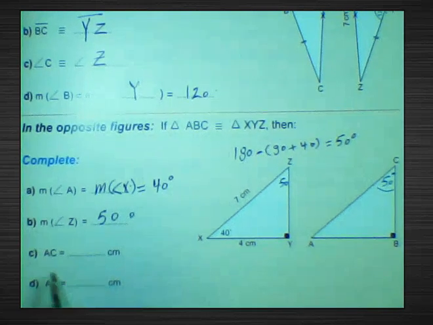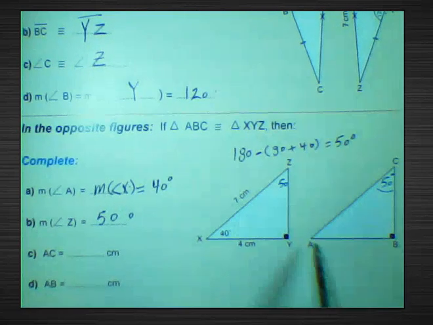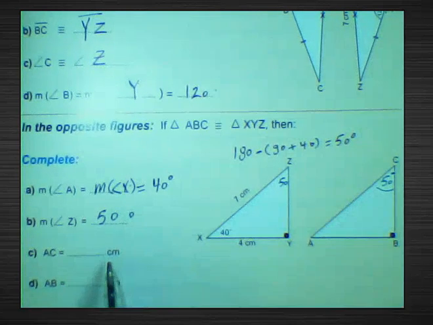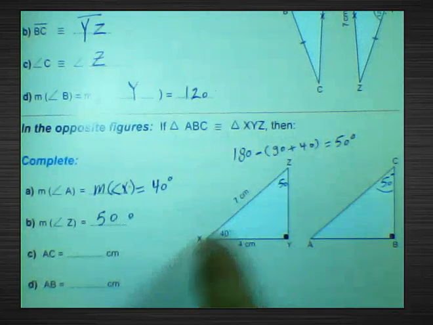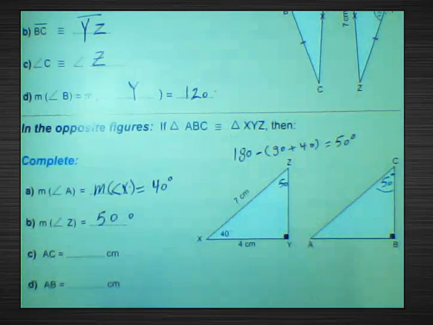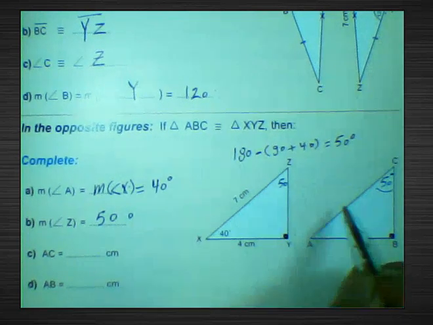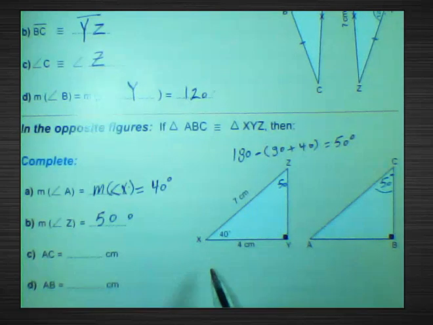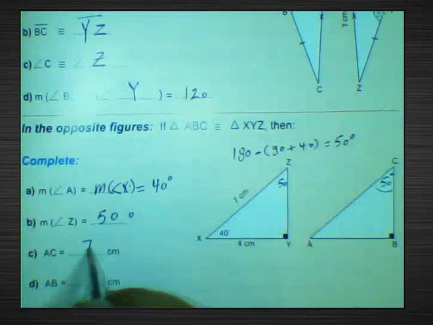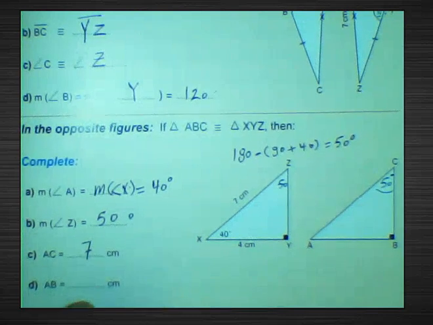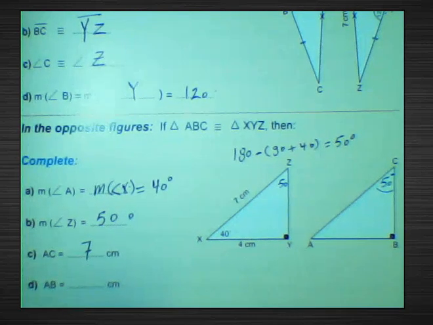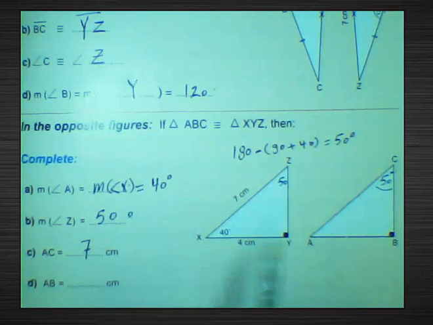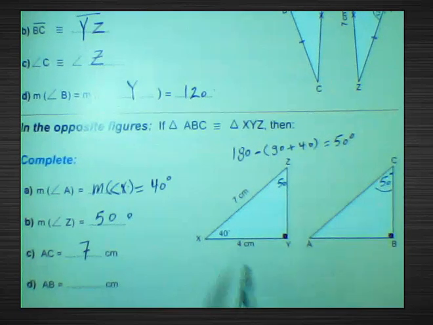The length of AC equals what? Look, AC is congruent to XZ, and the length of AC equals the length of XZ. It will be 7 centimeters. And what about AB? Look, AB is congruent to XY. The length will be 4 centimeters.